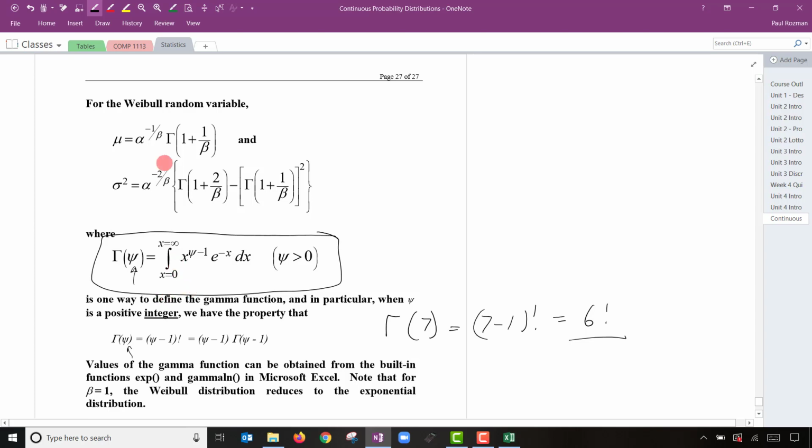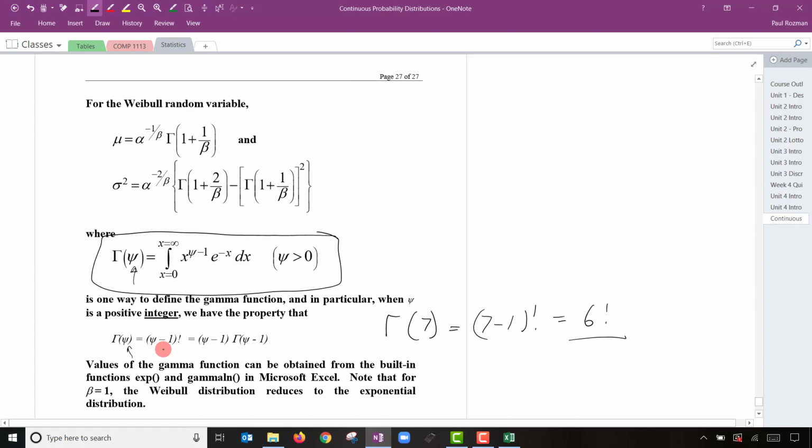And then that would allow you to calculate the mean and standard deviation of a Weibull. So Weibull is great because it's so general and works for everything, but sometimes the math is a little bit ugly. I'll try to come up with examples where the gamma function ends up being a nice positive integer, so that we can just take advantage of this fact.